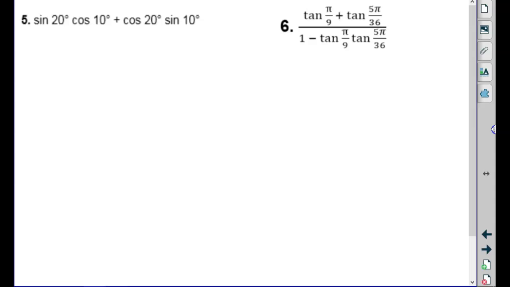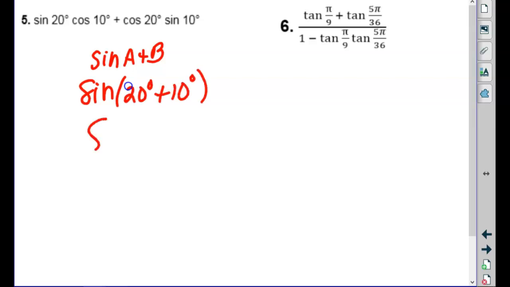You have this on your sheets, guys. Sine cosine plus cosine sine, real quick. Sine cosine plus cosine sine. Okay. Which would trade to, what are A and B? 20 and 10, so you get the sine of 30, which if you had to trade for that value would be 1/2.